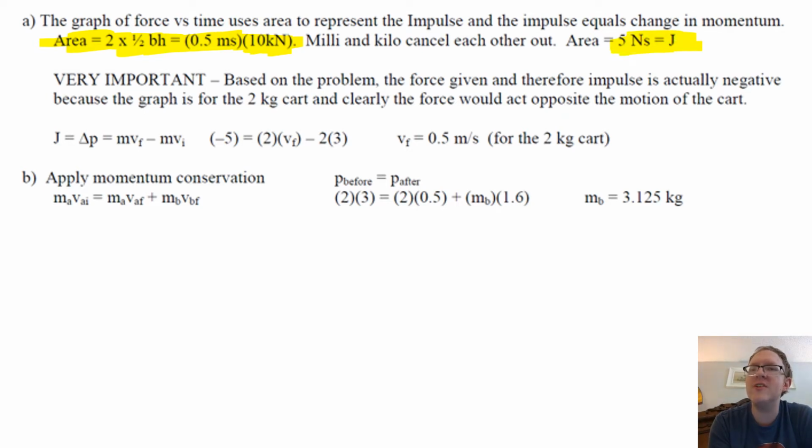It's a force times the time. J is the symbol for impulse. That's not joules. That area is 5 Newton seconds of impulse, which means the change in momentum is going to be 5. Now they put a negative there.